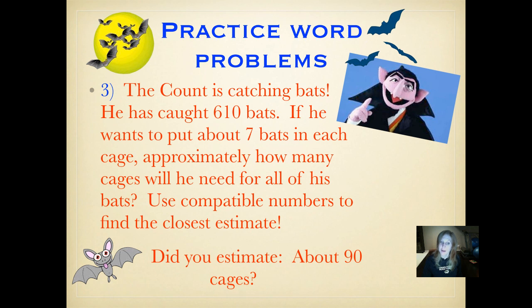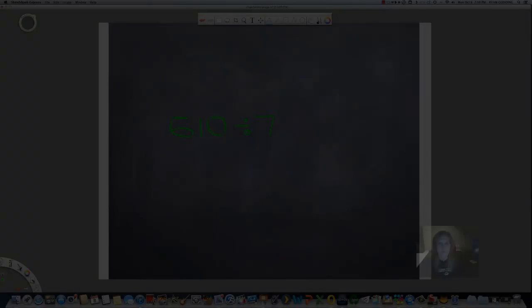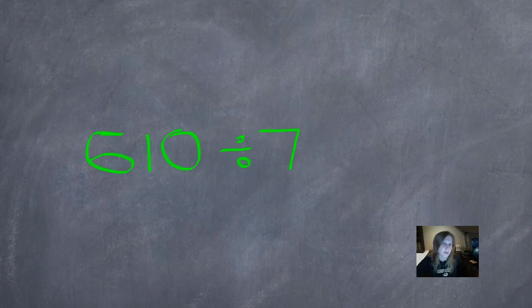Did you estimate about 90 cages? Let's see how we got that. So we know we're using compatible numbers this time. If we rounded 610 to the greatest place value position, it would be 600, and 60 divided by 7 doesn't divide evenly. So we're looking for a number that is close to 61 that can be divided evenly by 7. That means there would be no remainders if you divided it like a regular division problem.